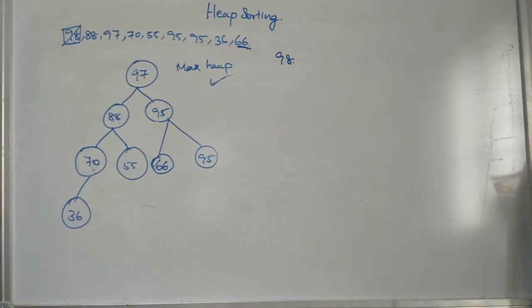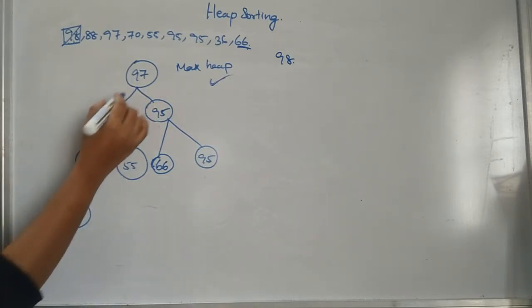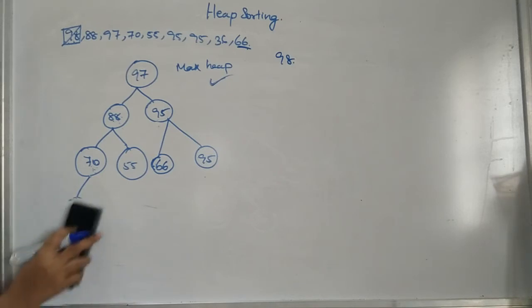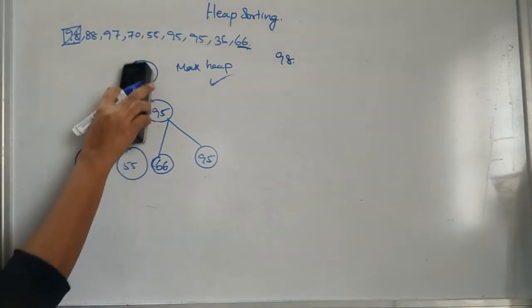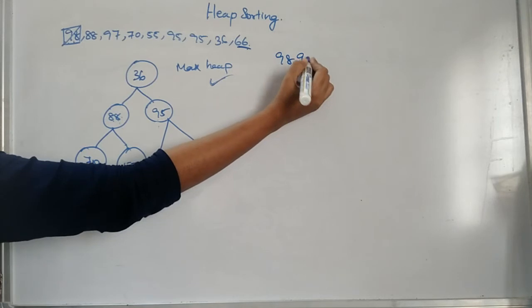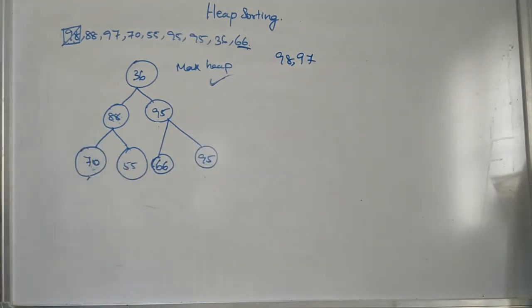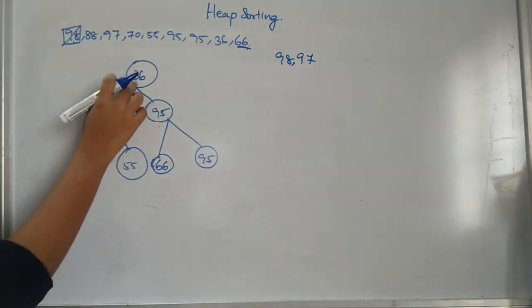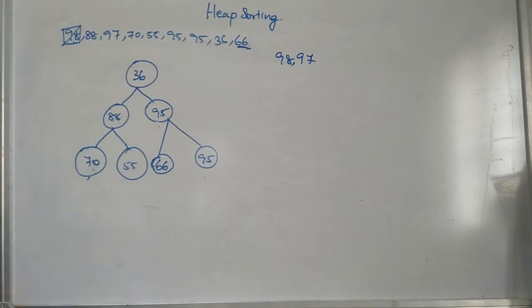The next process is to remove the element 97. If I wish to remove the element 97 from my tree, I have to replace it with the last element. Here the last element is 36, so I have to replace 97 by 36. You can write the removed element here, and then check it here. Now the structure is not in the form of a max heap, so I should reheap it.